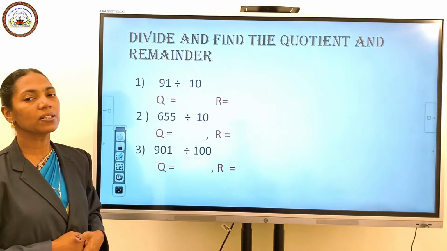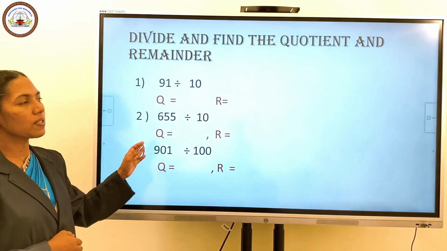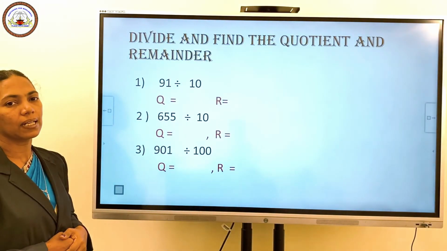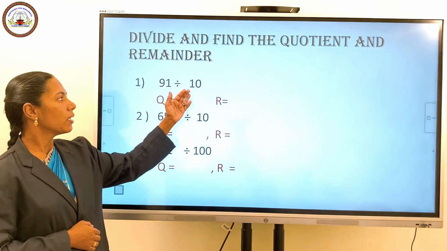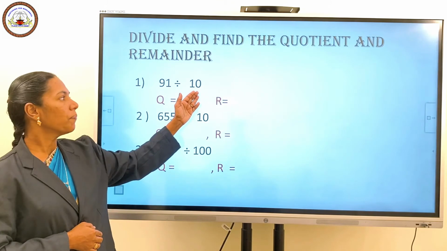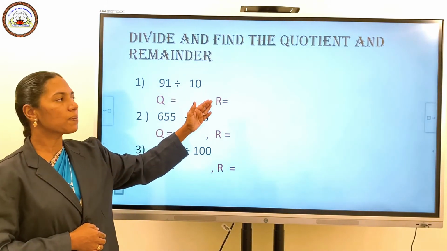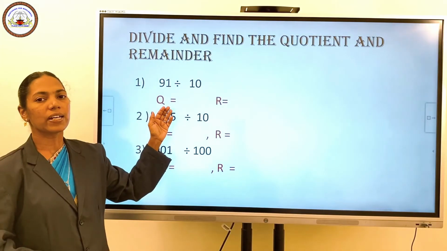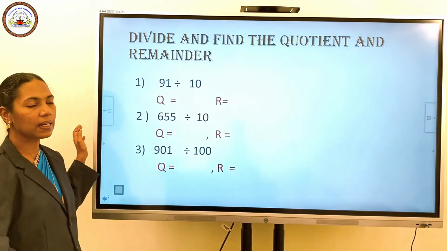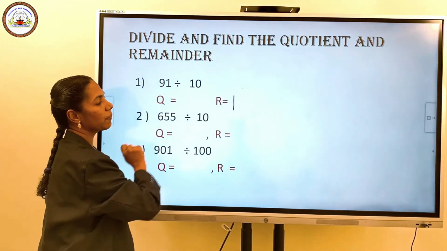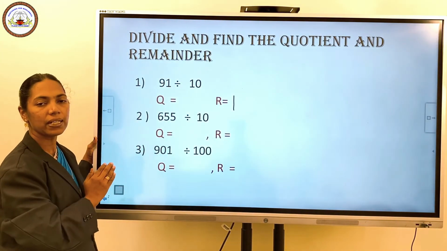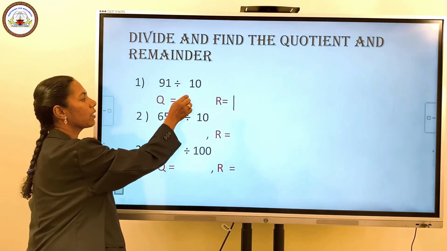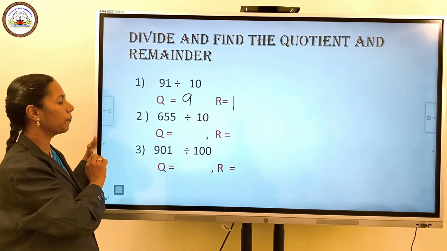Divide and find the quotient and remainder. First question is 91 divided by 10. So what is the rule? By dividing by 10, remove the ones place, that is the remainder. Here ones place is 1, that is the remainder. So we can write remainder is equal to 1. And the remaining digits are the quotient. So here quotient is equal to 9.